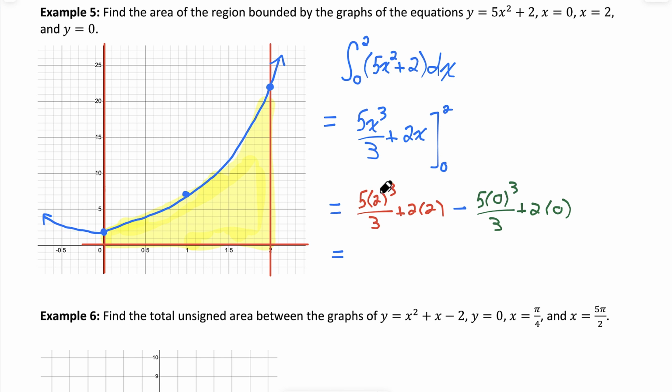And when I evaluate this, 2 cubed is 8 times 5 is 40. I have 40 over 3 plus 4, which over 3 is 12, minus, I've got 0 plus 0, so minus nothing. So I have 52 over 3. So that yellow shaded area is 52 over 3 units squared, which is about 17.3.